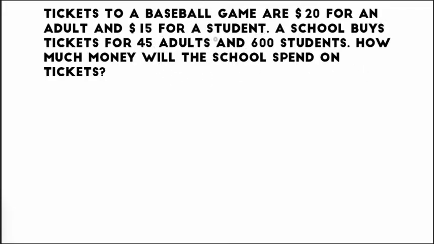So really what we want to do is first make sure that we understand what the question's asking. In this case, let's add a layer here. I'm just going to underline or circle all the relevant information. So we know that it's $15 for a student, $20 for an adult. I'm going to use different colors here. And we bought it for 45 adults and 600 students.